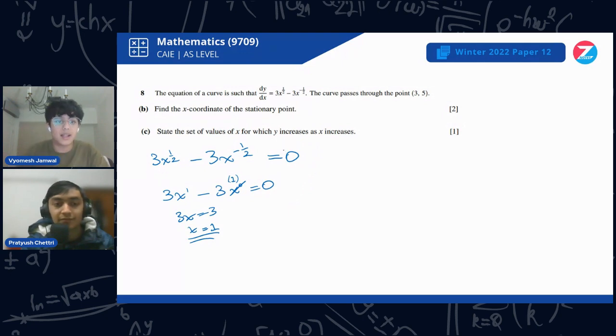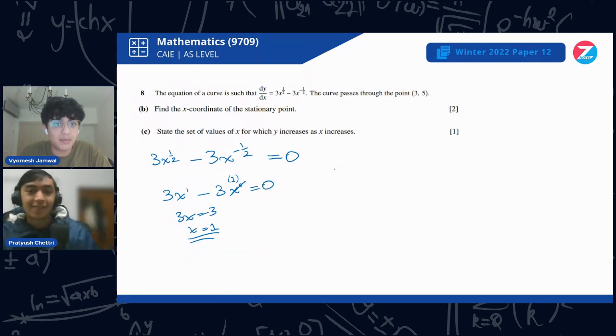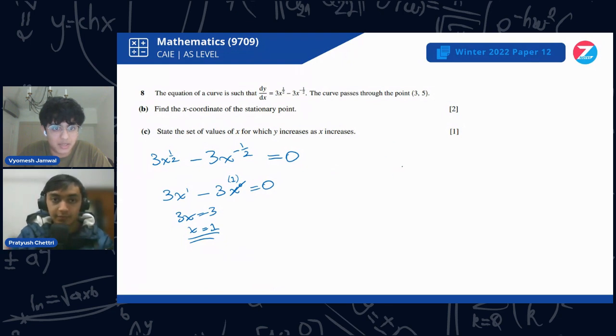What the next question asks is to state the set of values of x for which y increases as x increases. Okay, that's a good question, I would say. Set of values of x for which y is increasing as x increases. What I would do now is I think I would create the second derivative. Actually, no, wait. I just realized there's only one stationary point, right? In my eyes, I think it might be a parabola. I'm not 100% sure, but I feel like that's what it is.